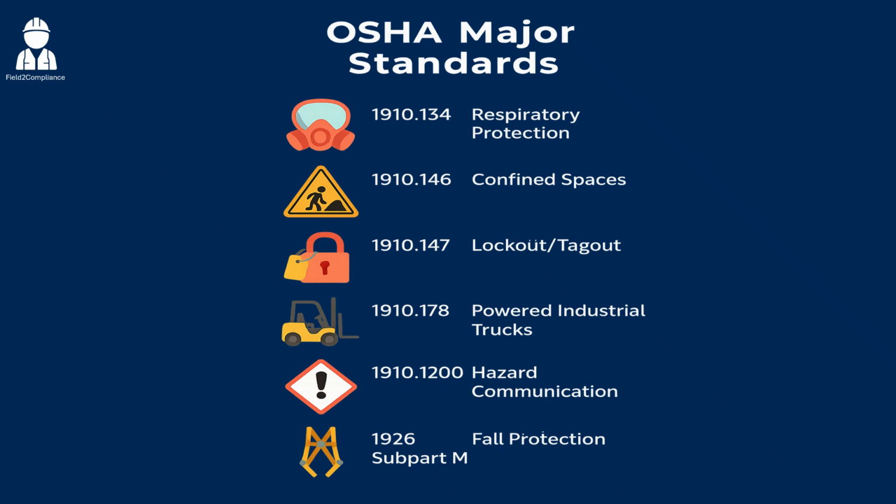1910.146, confined spaces. 146 sounds like you're getting stuck in a fix. Confined spaces are tricky: small, tight, maybe even deadly. Know your entry permits and the rescue plan. 1910.147, lockout/tagout. This one is easy. 147 is lotto heaven. You're cutting power and locking systems down so no one gets hurt.